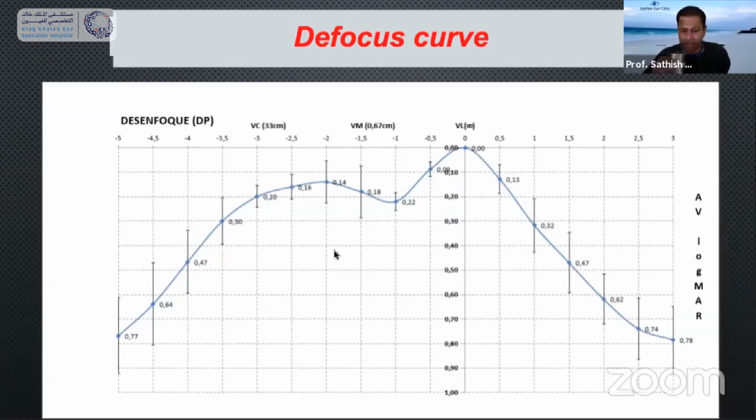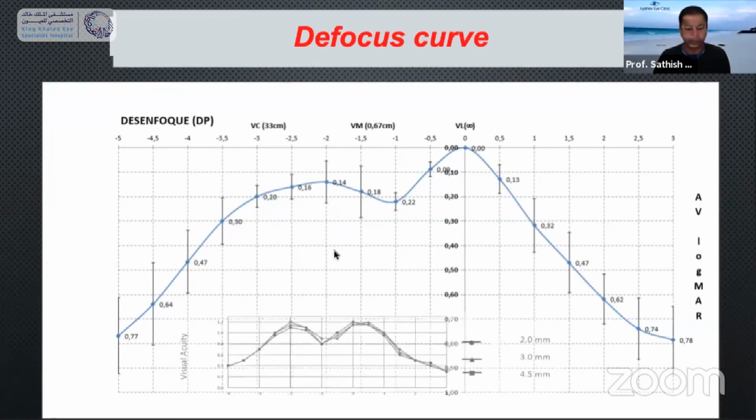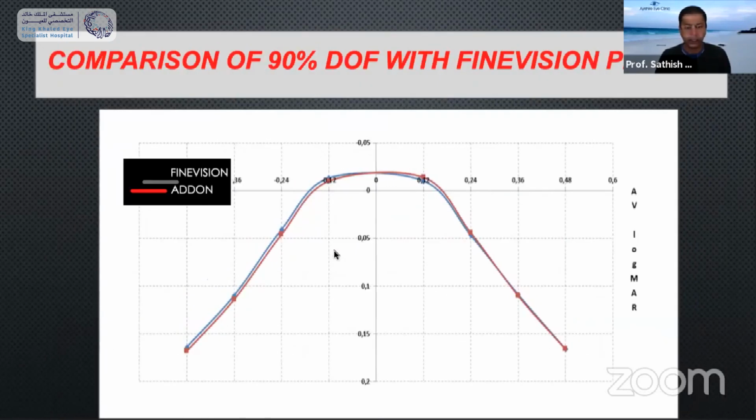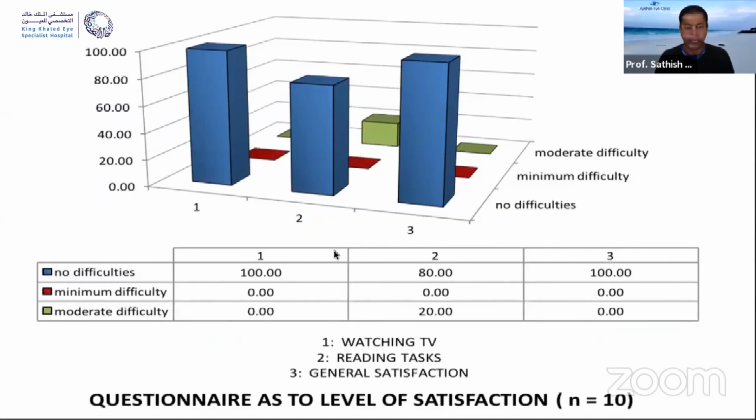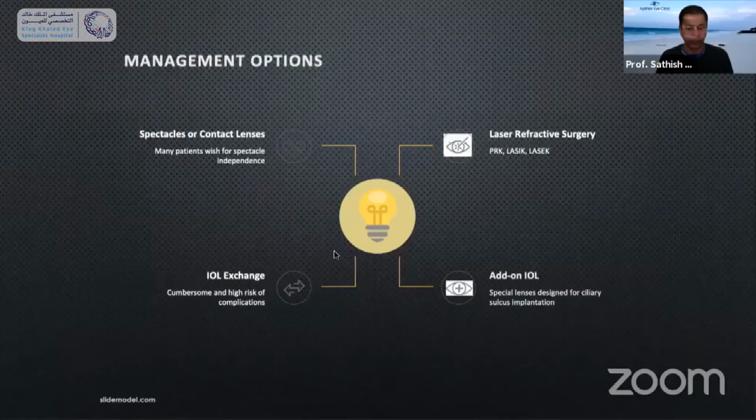And this is the defocus curve for these patients who had the secondary add-on lenses. Once again, it shows a nice peak for distance, intermediate, as well as near. And this defocus curve with the secondary add-on lenses, when compared to the primary add-on lenses in this example, is a very similar defocus curve. And the patient satisfaction was very good following the add-on lenses as a presbyopia solution.